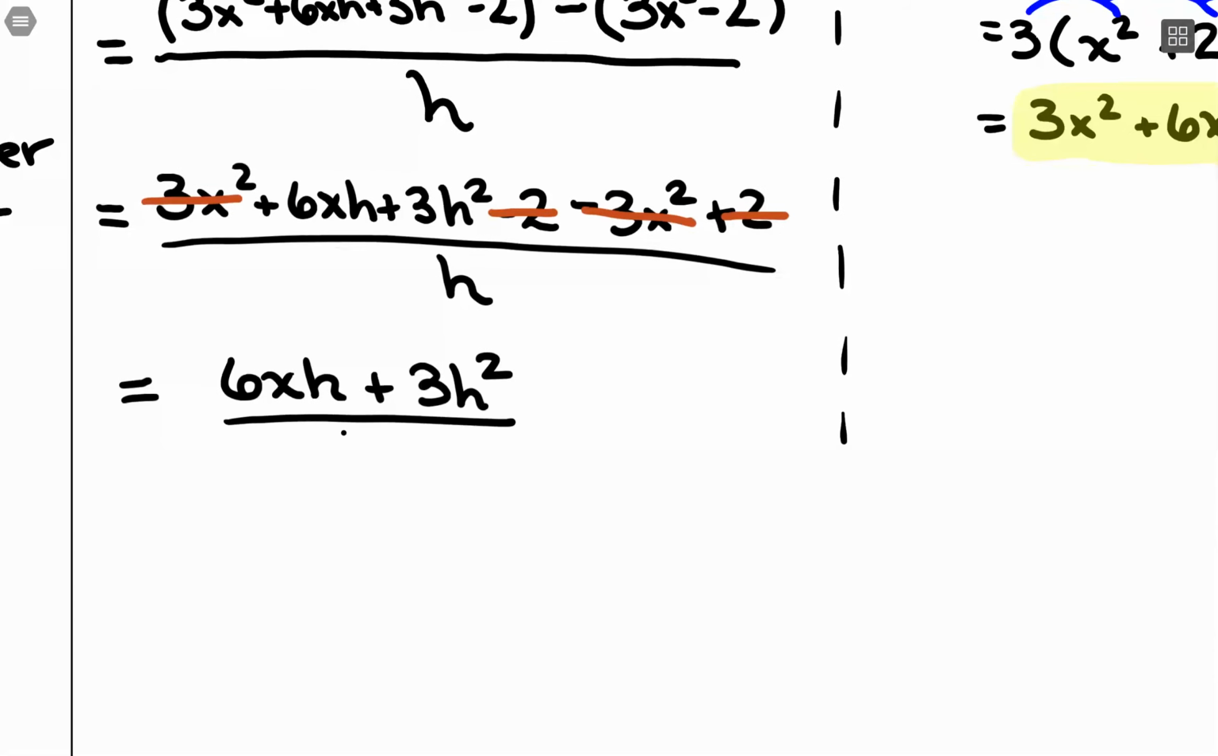And we're dividing by h, so what we can do is divide out that common factor. In that first term, the h's will cancel out, so we just have 6x. In the second term, we have this h squared, so it's just going to turn that denominator to 1. So then we'd have plus 3h. And that's it.